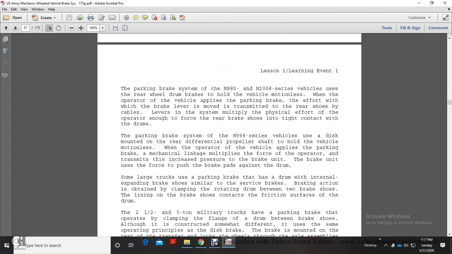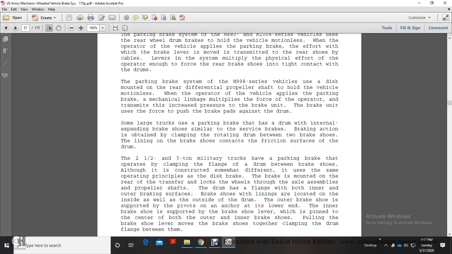The parking brake system of the M88 or M1008 series vehicles uses the rear vehicle brake drums to hold the vehicle motionless. The operator of the vehicle applies the parking brake with effort on the brake lever. When it is moved, the force is transmitted to the rear shoes by cables, levers in a simple system, which must be applied with the physical effort of the operator, forcing the rear brake shoes into tight contact with the drums.